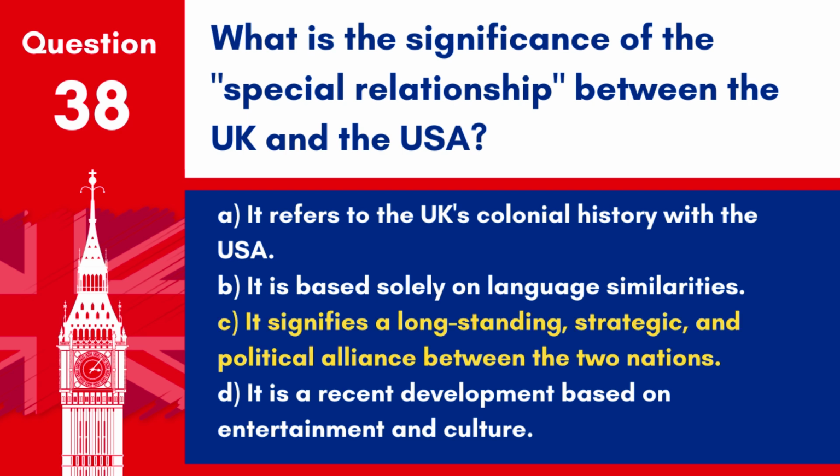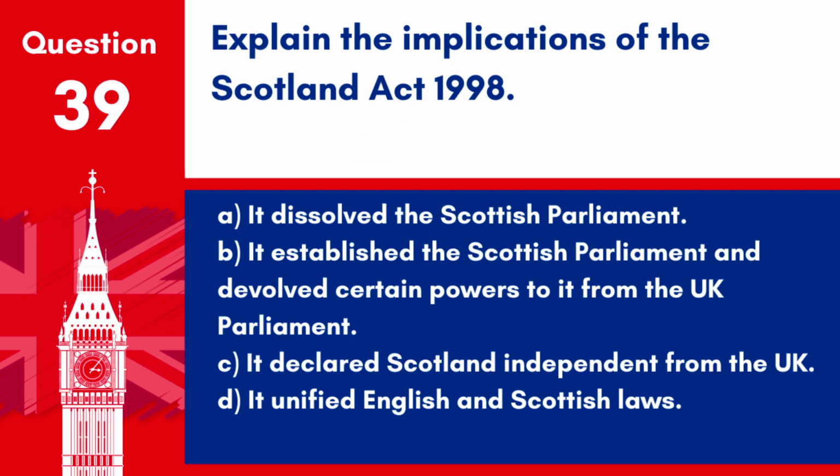Answer: C. It signifies a long-standing strategic and political alliance between the two nations. The special relationship describes the deep and enduring ties between the UK and the USA, encompassing diplomatic, military, economic, and cultural links.